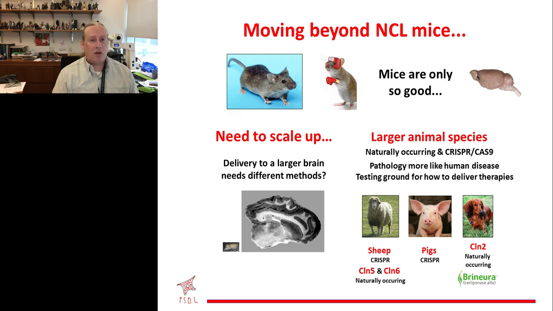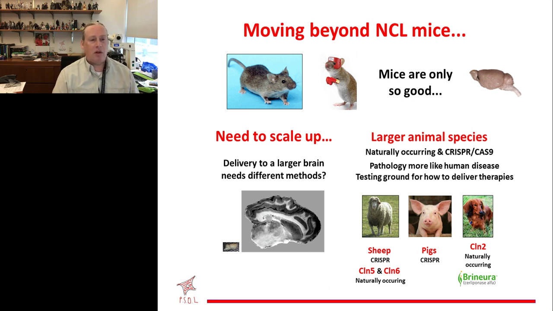So I've talked a lot about mice, and mice have been very useful and very important for our experiments. But it's important to remember that a mouse brain is not really much like a human brain. It's rather small and it's rather simple. And we need to find ways to scale up our delivery to a much larger and much more complicated brain.